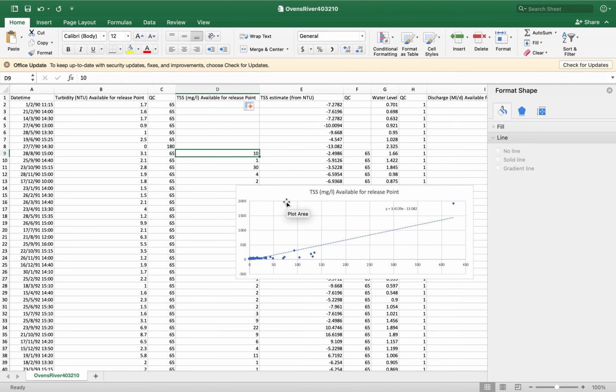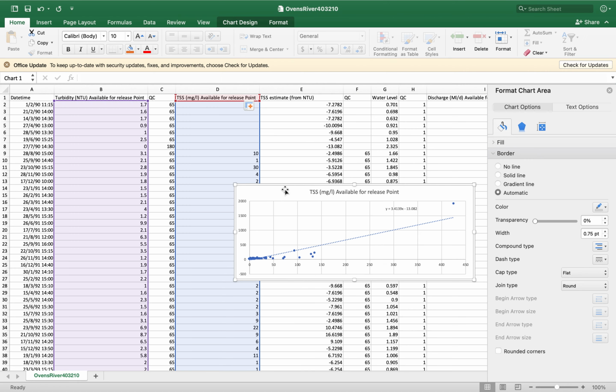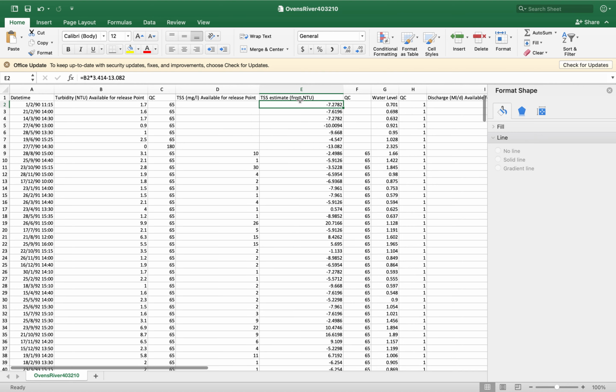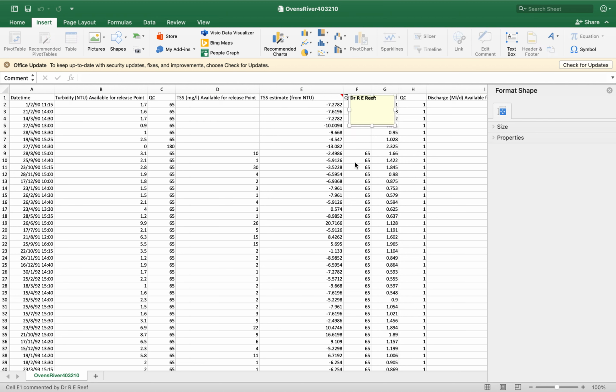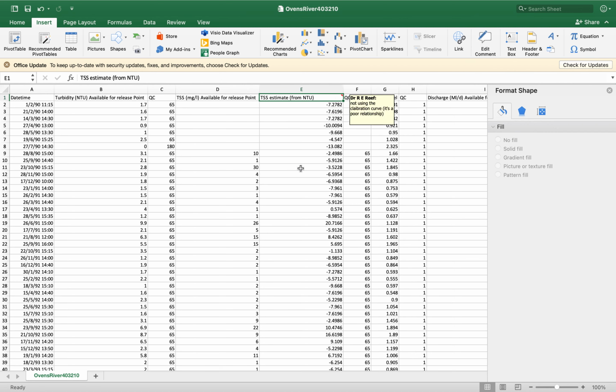values, the actual TSS measured was 10 milligrams per liter. The TSS estimate gives me negative 2.5. Okay, so what's happening is actually where the values are, this calibration curve isn't really representing these points very well. I'm going to get rid of it, and I'm not going to use this. I'll insert a little comment for myself: not using the calibration curve, it's a poor relationship. So that when I come back to this spreadsheet one day, I can know this.